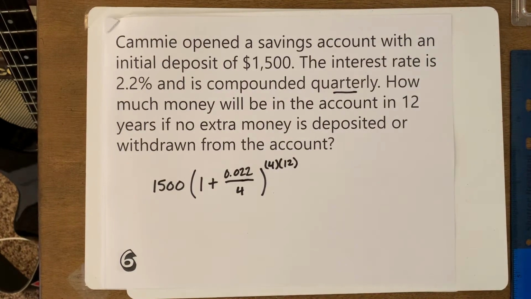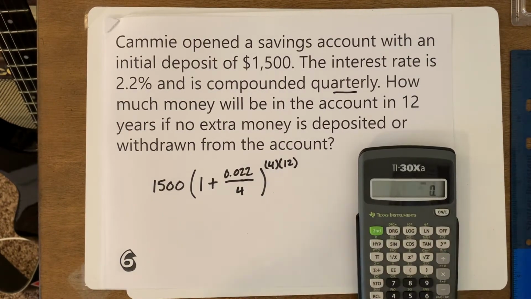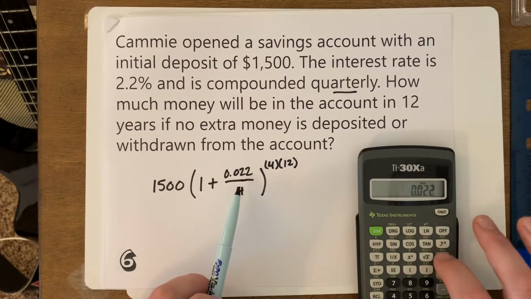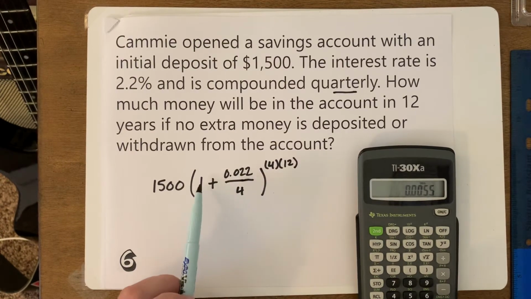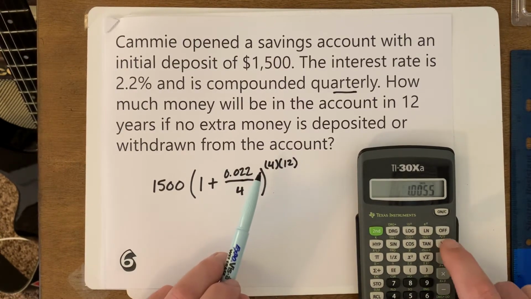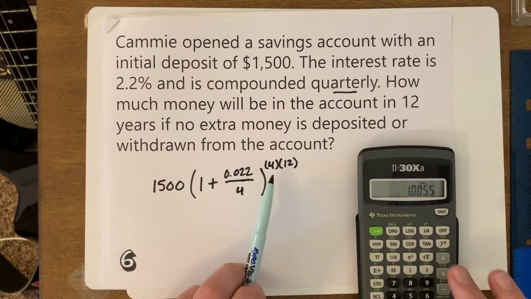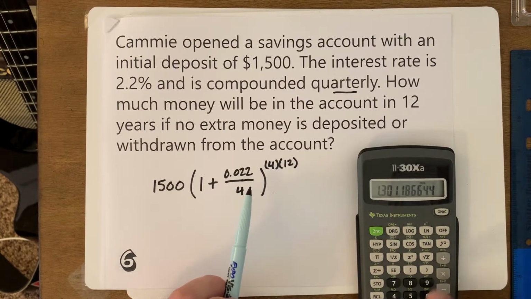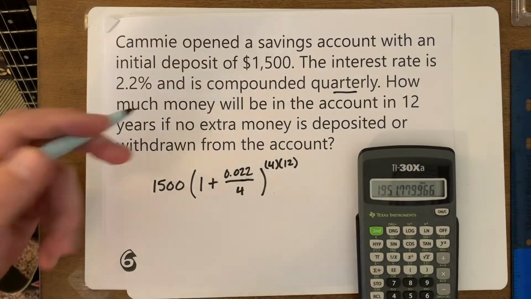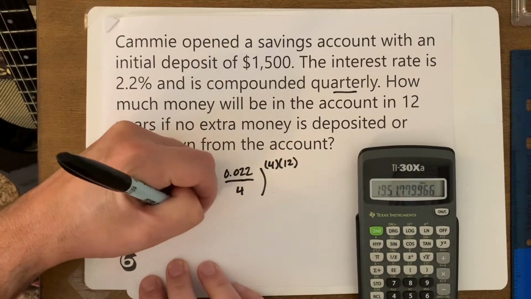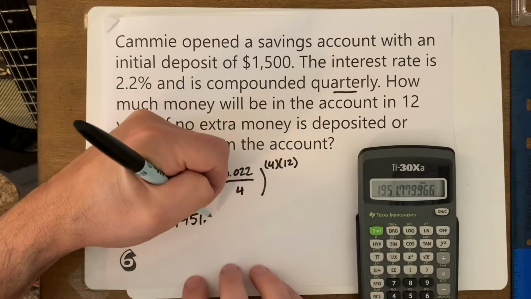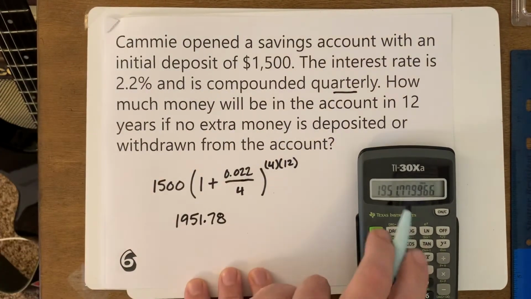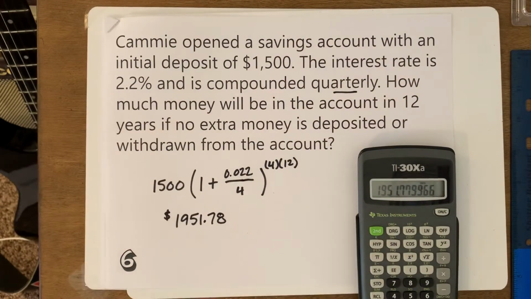All right, so we just have to be a little careful when we do this. So in my calculator here, I'm going to start out with 0.022 divided by 4. Okay, I'm going to add 1 to that. I'm now going to raise that to 12 times 4 is 48. Don't do 4 and then 12. Multiply them first. I'm going to take that and multiply that by the 1,500 on the outside, and I get 1951.779, where the 7 bumps that second 7 up to an 8. So it looks like 1951.78 looks good. In 12 years, that's a reasonable answer.